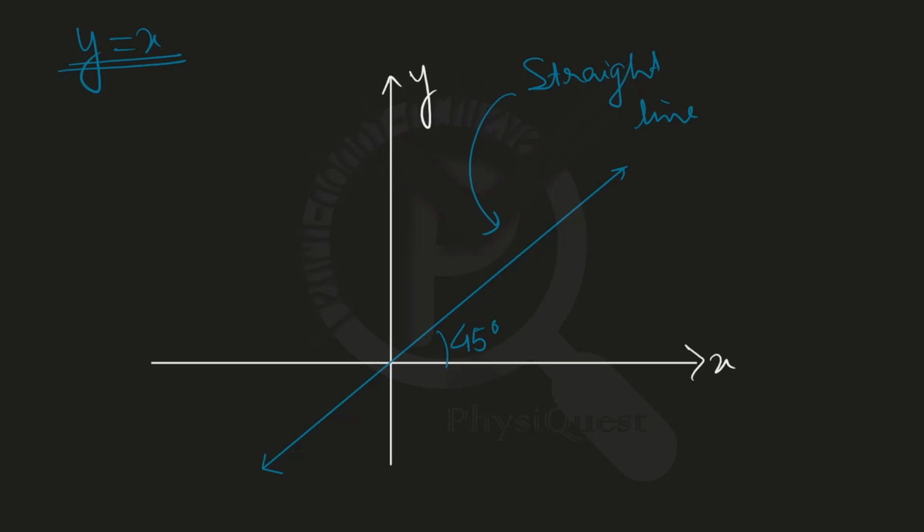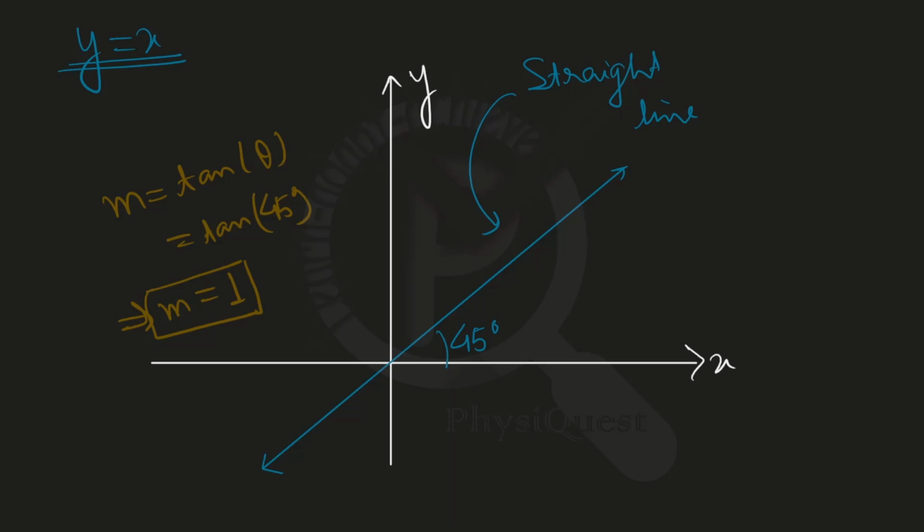If I now ask you what the slope of this is, as this is a straight line, the slope will be constant throughout the curve, and it will be tan theta, where theta is the angle which the curve makes with the positive x-axis. Here theta equals 45 degrees, and tan 45 equals 1. So here the slope is 1.